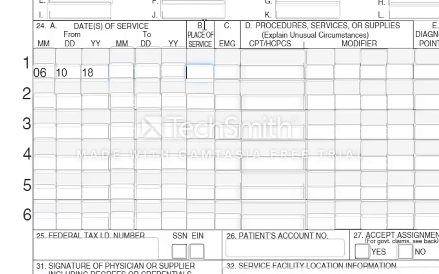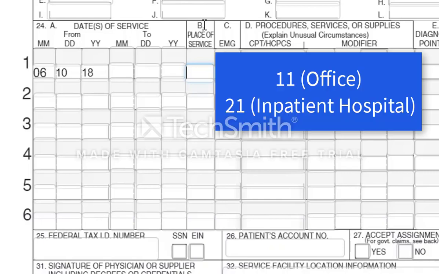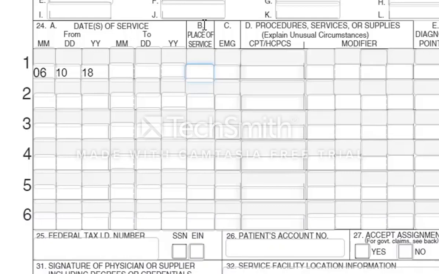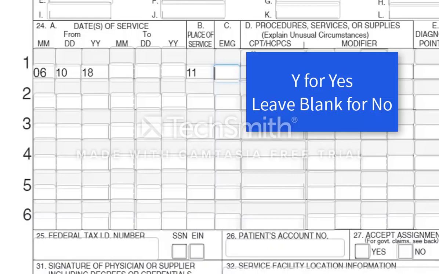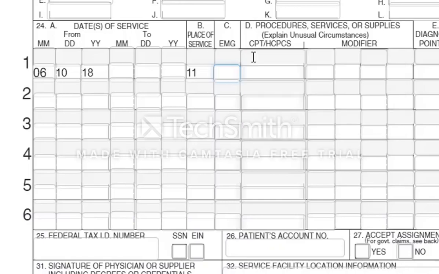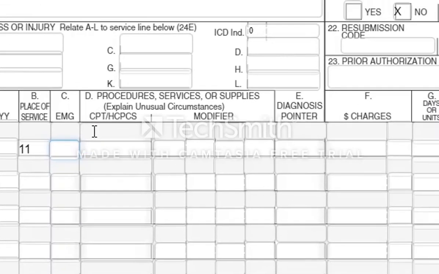Your place of service code, typically this is going to be either 11 for office or 21 for hospital. However, there is a full list of codes that can be used. So this occurred in the office, so we're going to put it as 11. Now, block C is for emergency. Was this an emergency? If it was, then we mark yes. If it wasn't, then we mark no. And technically, if it's no, we can just leave it blank. We don't have to put N in there.